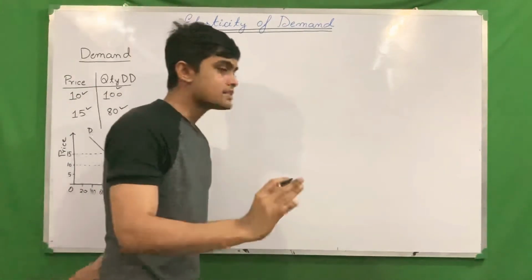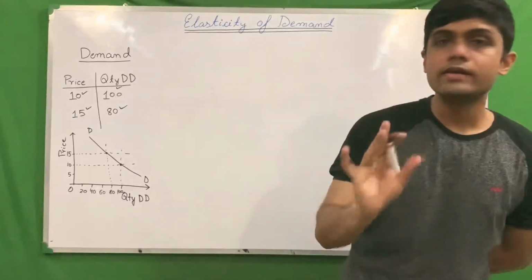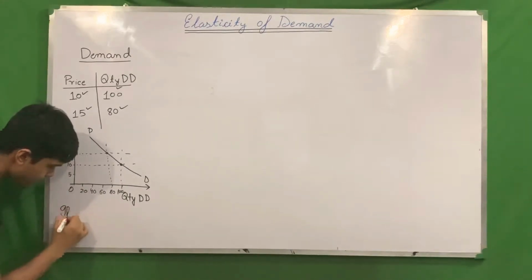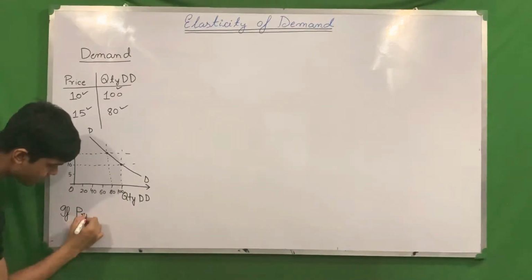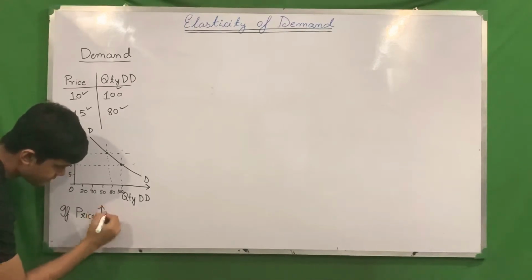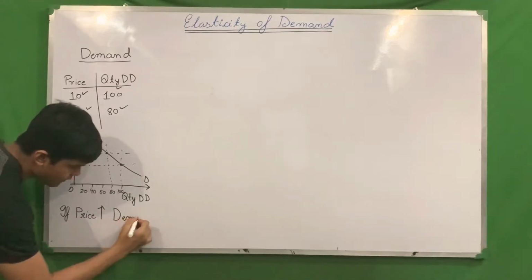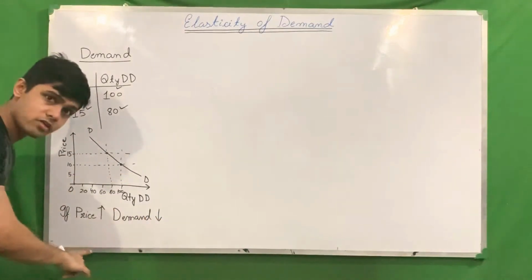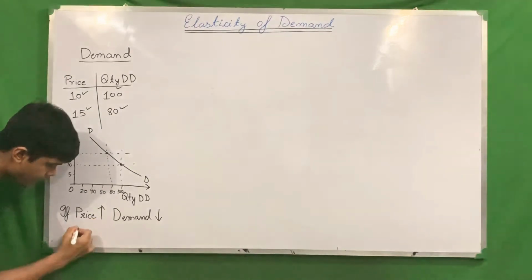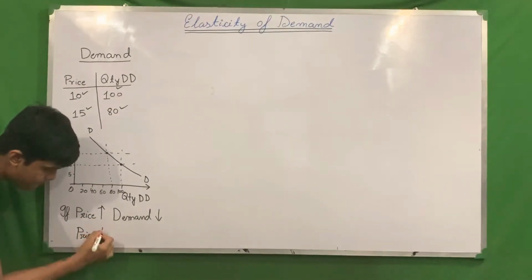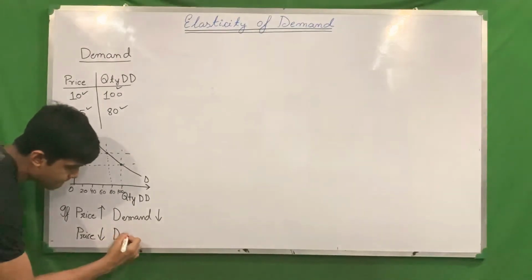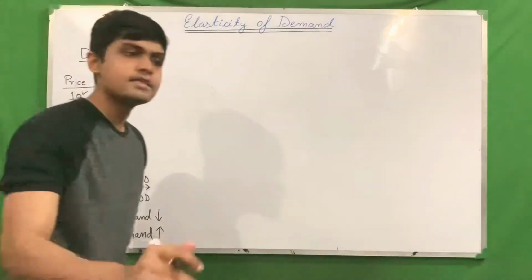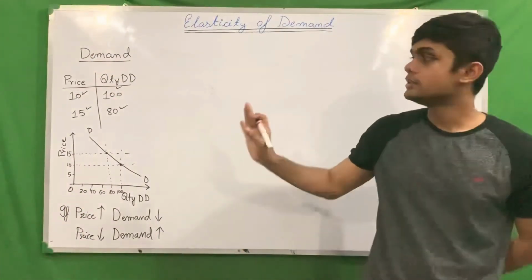So what is the basic thing that we learned from demand chapter is, if price rises, demand falls. Okay, vice versa can be also true. If price falls, demand must rise. So this is also true. Okay, this is the thing that we learned from the demand chapter.